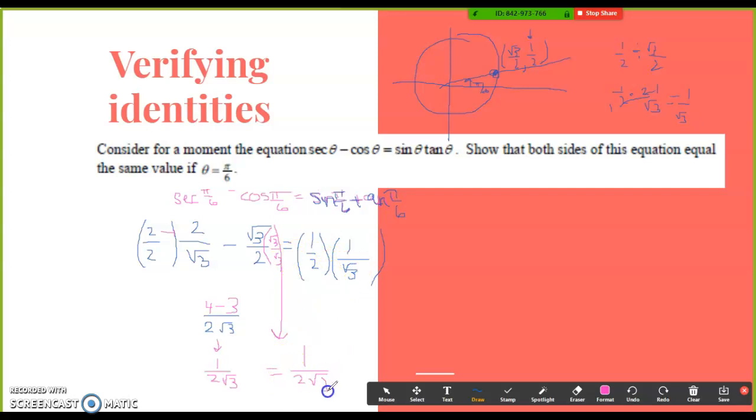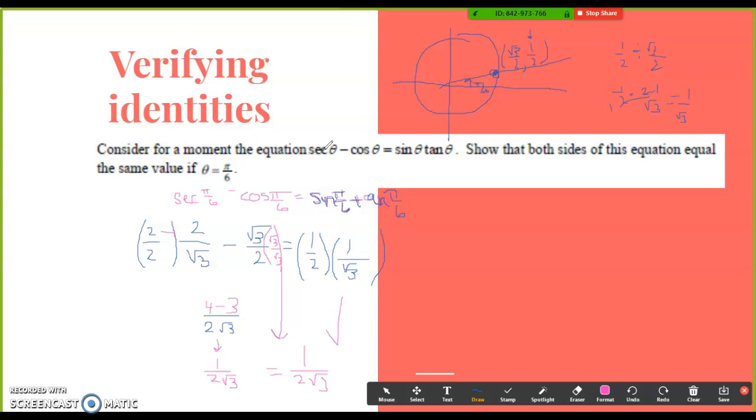And notice the left side does indeed equal the right side. So we can say this is verified. We have verified that the secant of theta minus the cosine of theta is equal to the sine of theta times the tangent of theta. But we've only verified that for the angle value pi over 6.